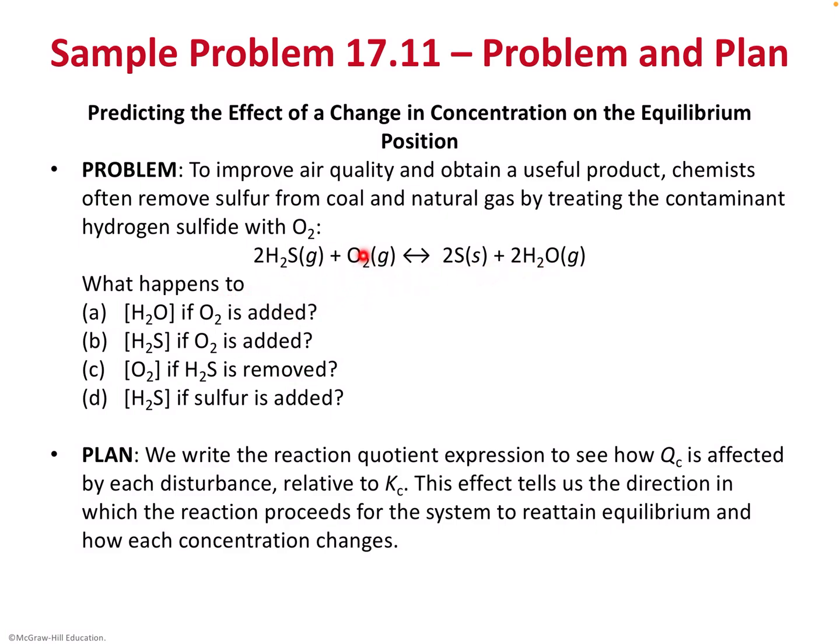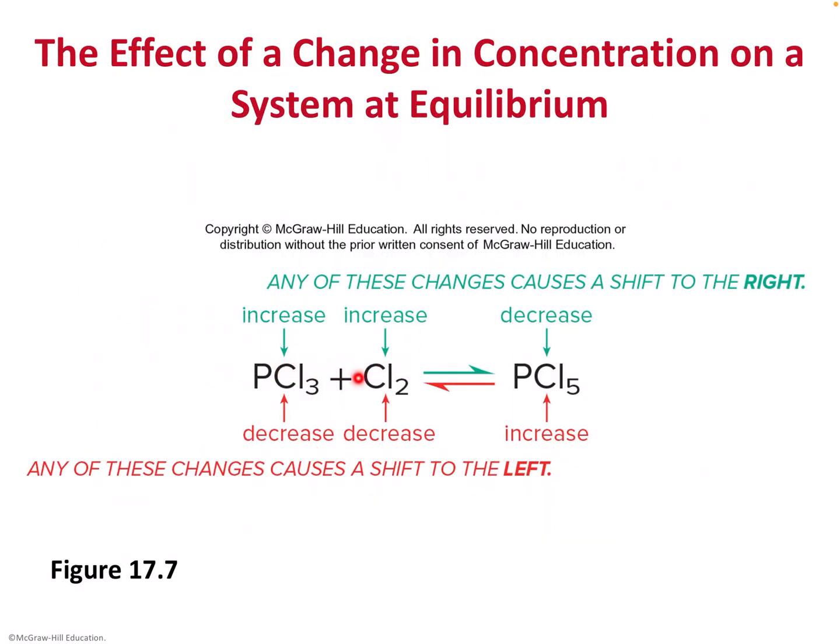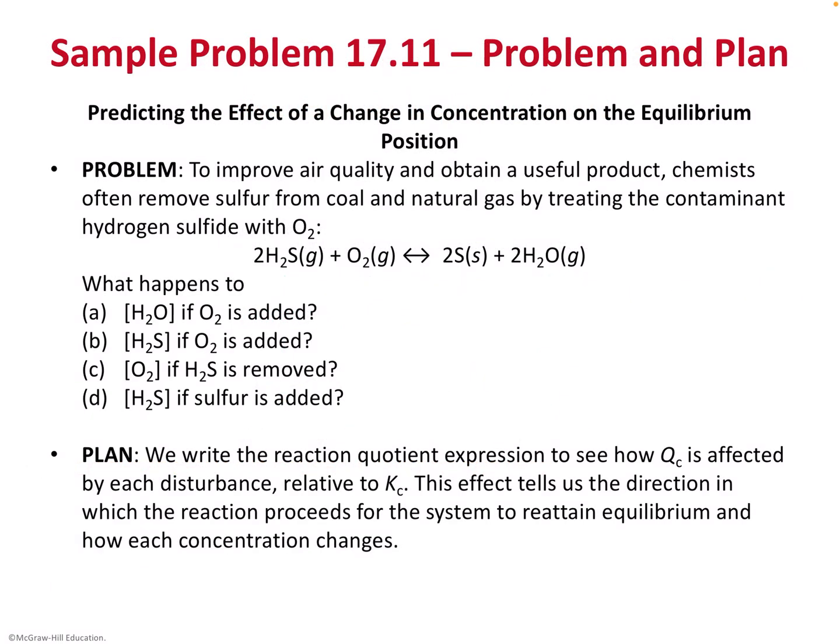So you are adding oxygen. You are adding a reactant. So which direction would the reaction proceed? Remember, adding any of the reactants will cause the reaction to shift to the products, making more of the products. Water is a product. So as a result, the concentration of water will increase. When oxygen is added, Q decreases and the reaction proceeds to the right until Qc equals Kc again. So the water amount increases.